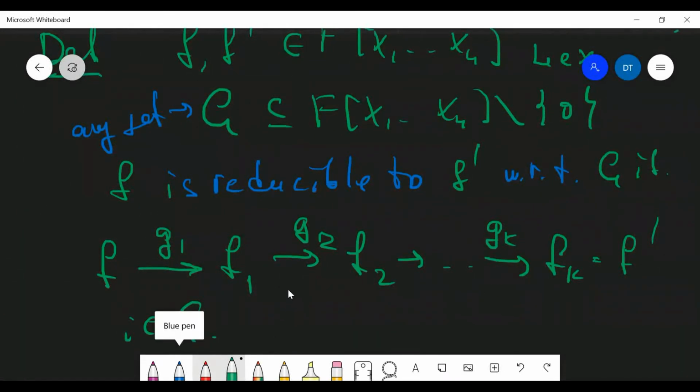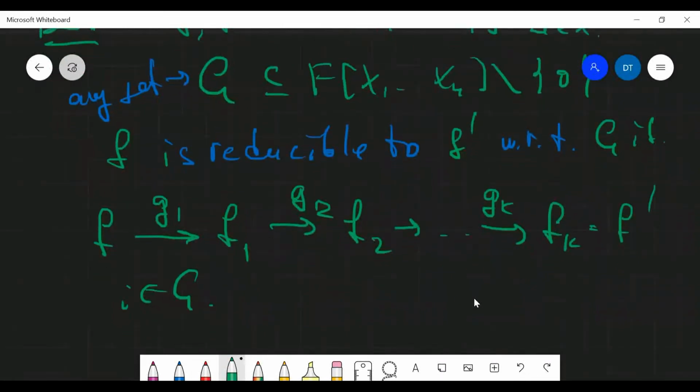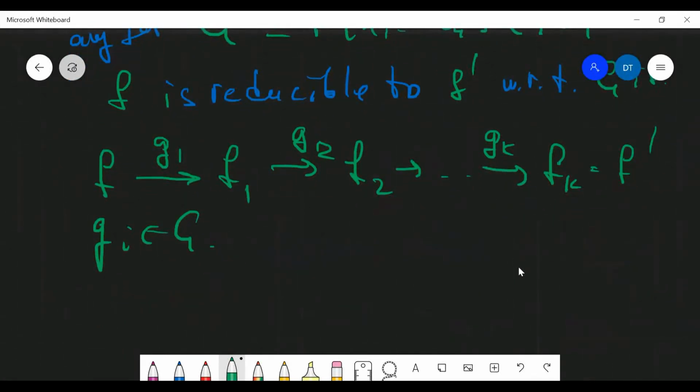So if we can reduce f to f prime, this simply means that we can divide f several times by the elements of G, such that at the end we will get f prime. So this is the definition of an elementary reduction, of the reduction. And in this case, we will write this picture to say that f is reducible to f prime with respect to G.